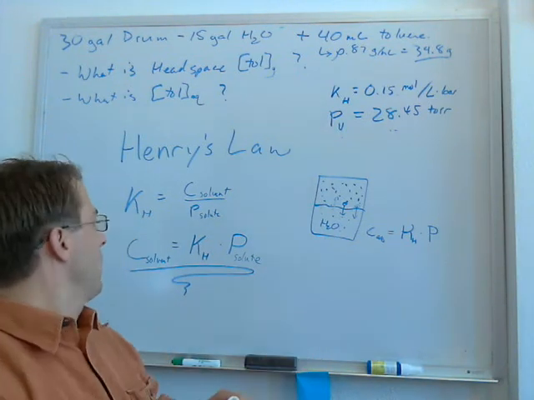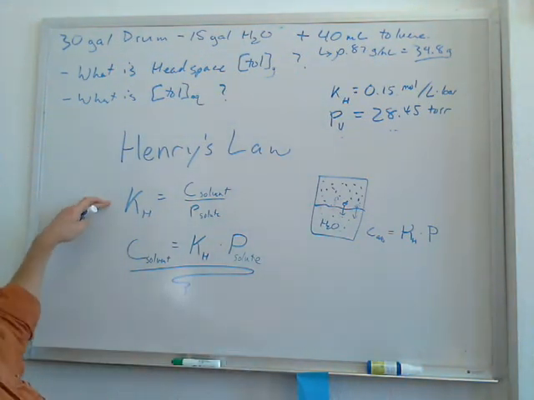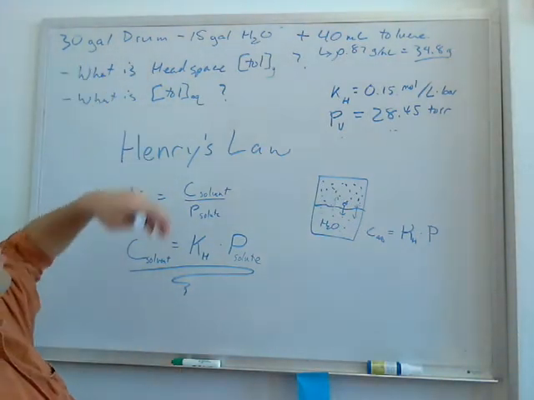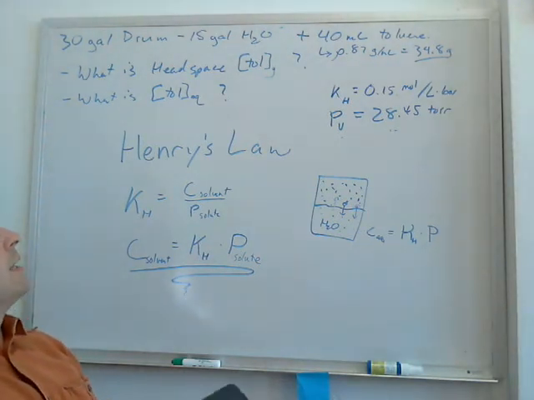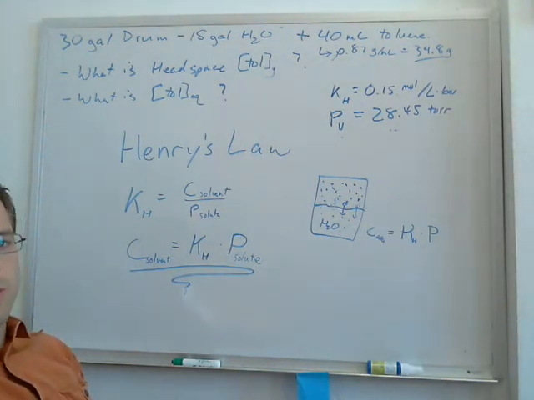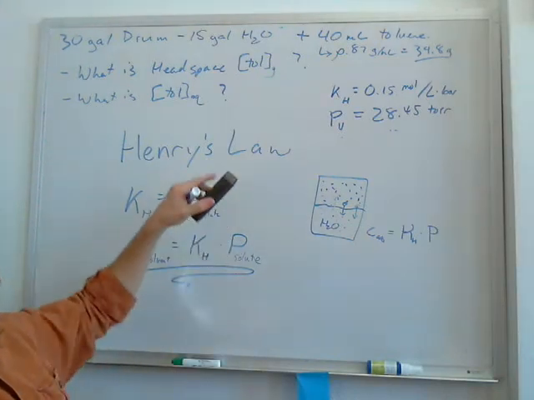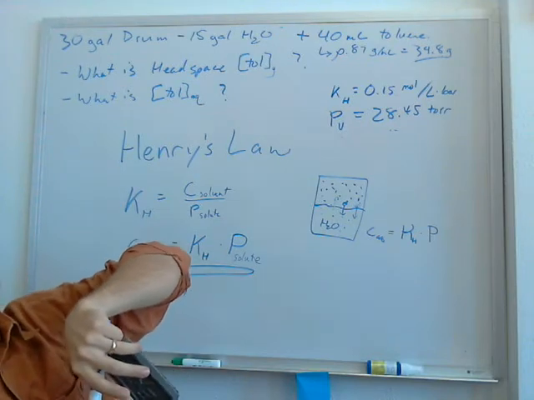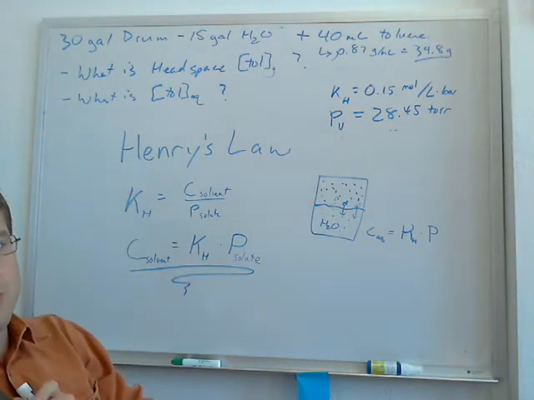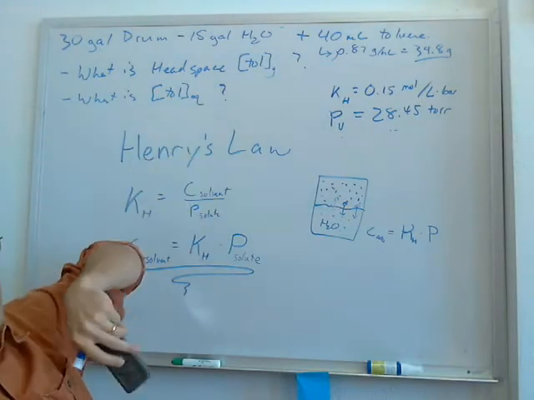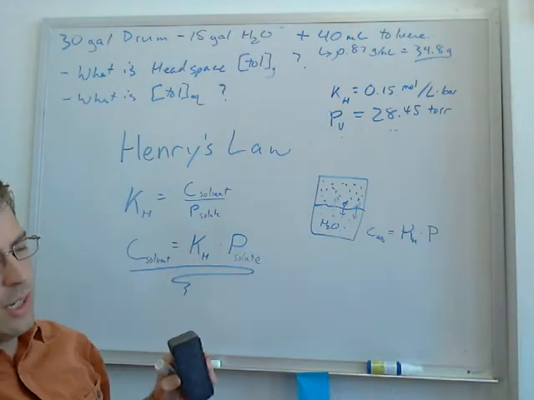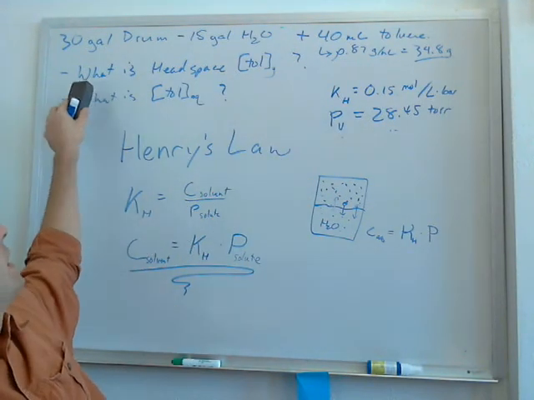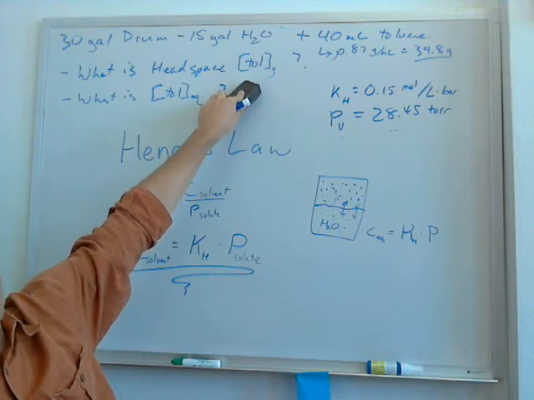So this is classically defined, but this is really how we will see it and how we're going to try to use it today. So this is our example. We have a 30-gallon drum, and it is full with 15 gallons of water, and it has been carelessly added 40 milliliters of toluene. So it's supposed to be a water disposal drum, dirty water, processed water, and somebody accidentally added some organic solvent to it. So we're going to ask ourselves, what's the headspace concentration of toluene?